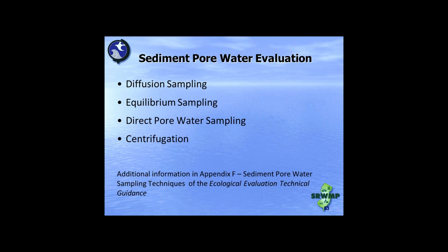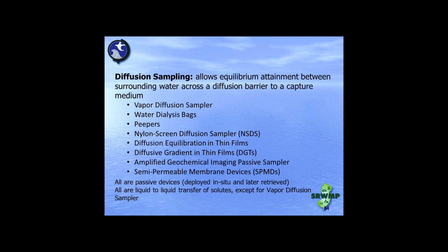Other information on these methods is also found in Appendix F of the sediment pore water sampling techniques of the EETG guidance. Diffusion sampling allows an equilibrium to be attained between the surrounding water, your surface water, and your pore water, across a diffusion barrier to a capture medium. There are 8 different samplers that can be used, and all of these are deployed in situ and are later retrieved.